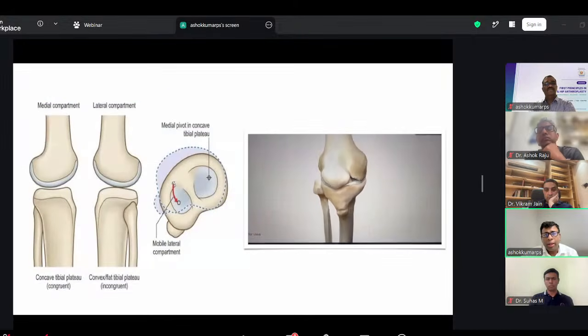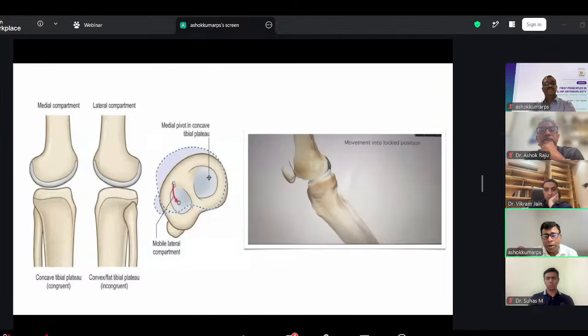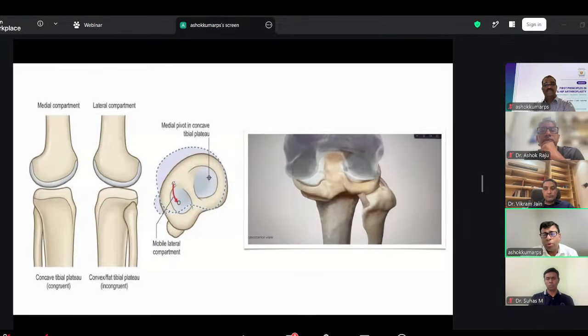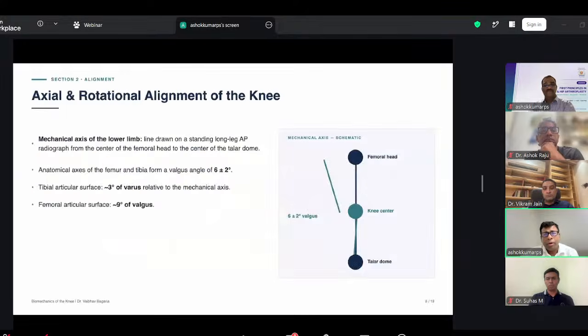You'll see that the medial surface pivots in the concave tibial plateau. It's an important concept because, again, if we can replicate this in an arthroplasty, the patient satisfaction is quite different.